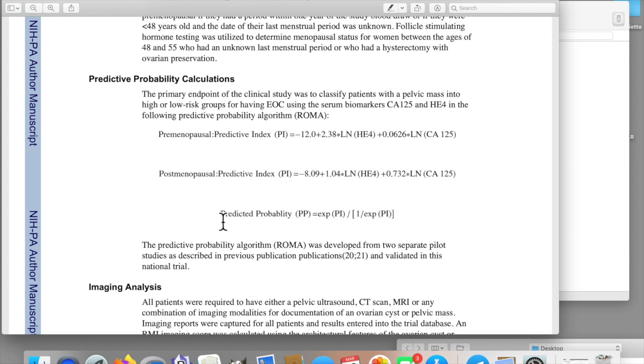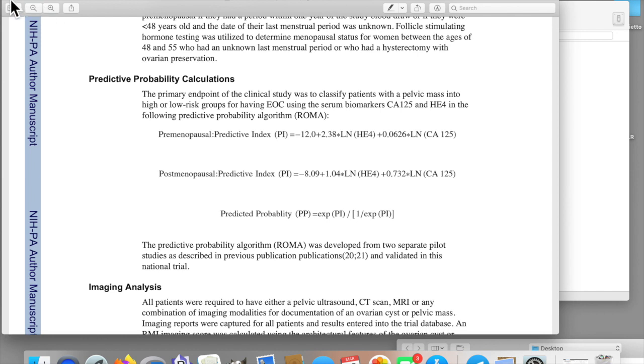Okay, please note there is a misprint here. The predicted probability, which is the inverse of the logit function, the sigmoid function, is properly written as exponential of something over 1 plus exponential, not divided. There is a misprint here. Okay, so remember, HE4, CA125, and menopause are the possible predictors suggested by Moore.